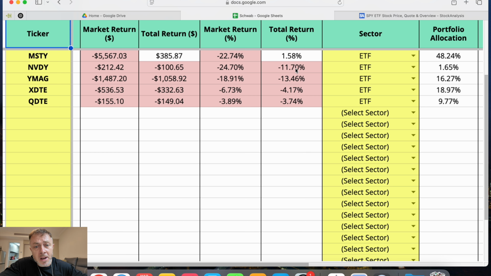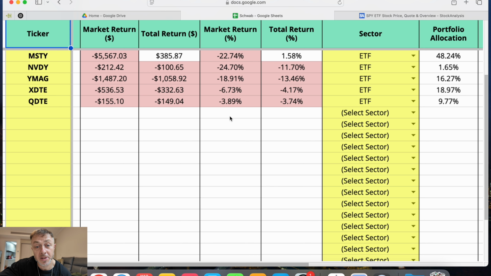And then they had a bounce and they flipped positive. When they flipped positive, I sold them and walked away from them. We'll get into that in a minute though. Anyway, YMAG, I'm down 13.5% total return. XDTE, 4.17% total return. And QDTE, 3.74% total return. Those are negative numbers. You can see they're red, obviously. But this is what I want to show you real quick before I get into the sale.